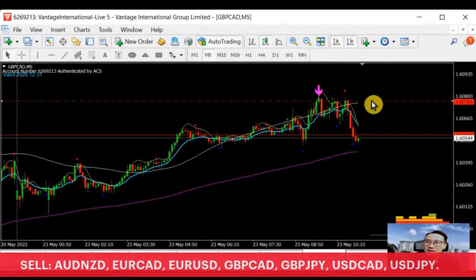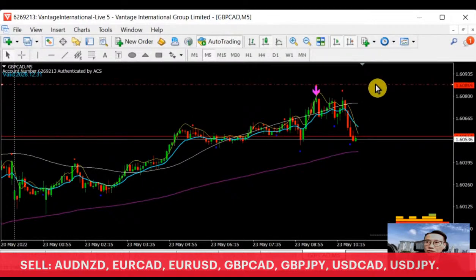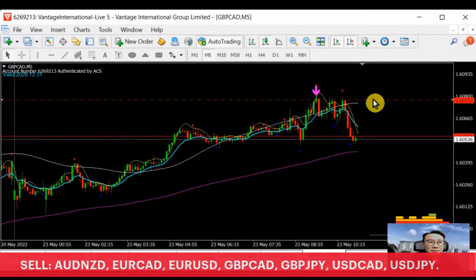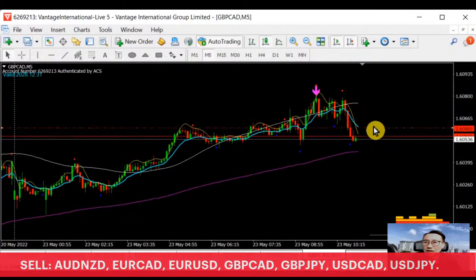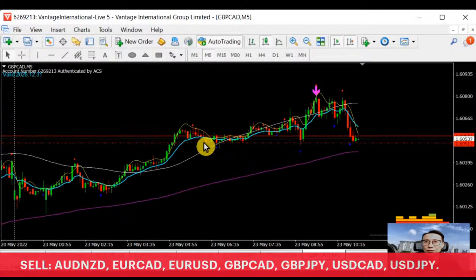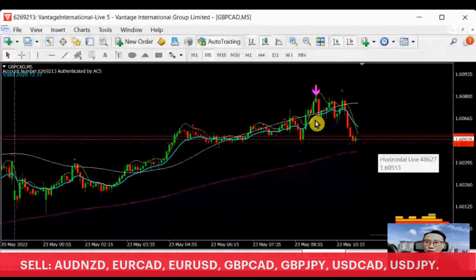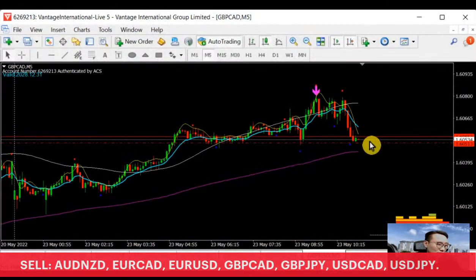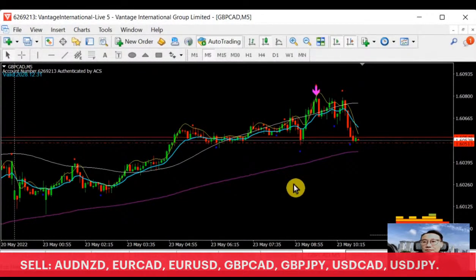As we can see, it has tested below the resistance level once, and then now it went down to test the support level over here. Can you see all the support here? All these support over here. So right now, I am waiting for it to break the support and retest the support as a resistance before I start to sell.